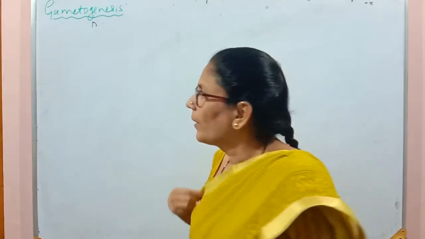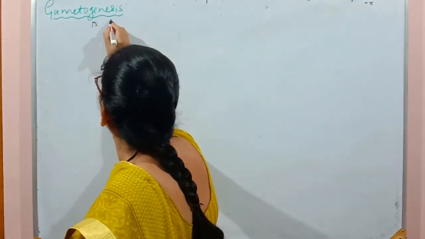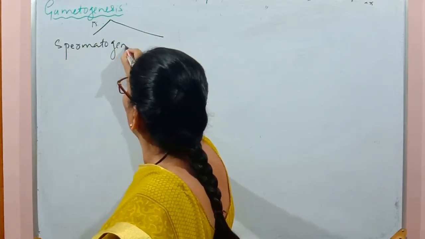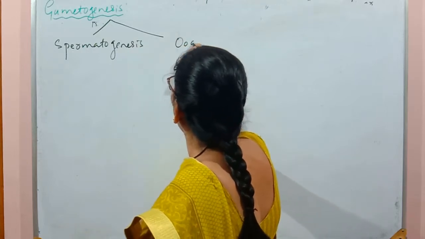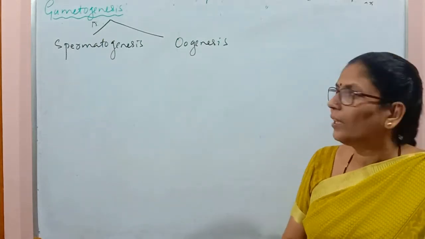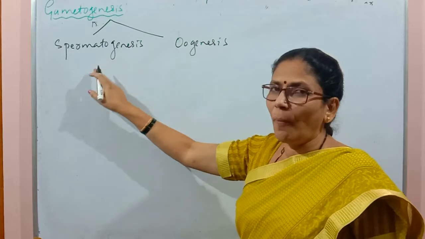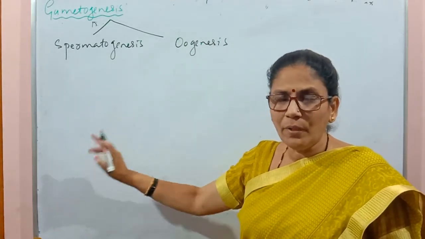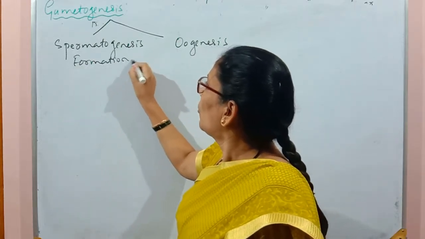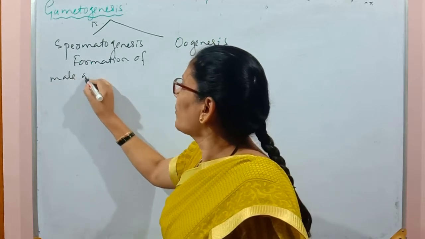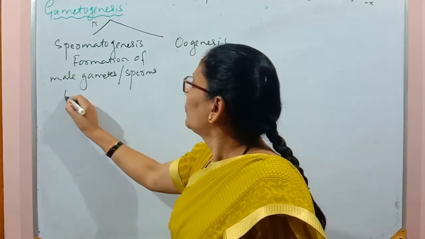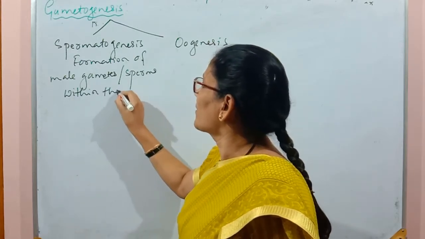There are two types. One is spermatogenesis, another one is oogenesis. Spermatogenesis is the formation of male gametes or sperms within the testes.